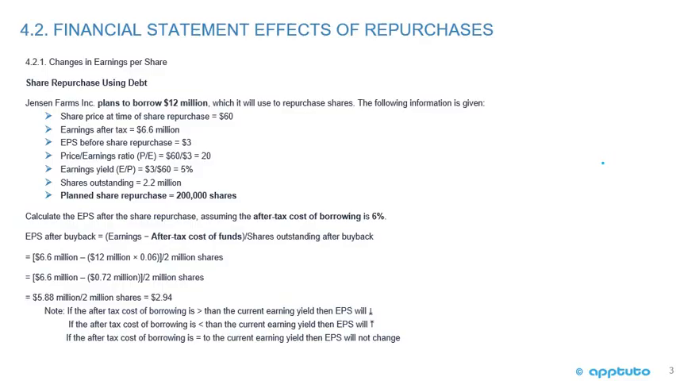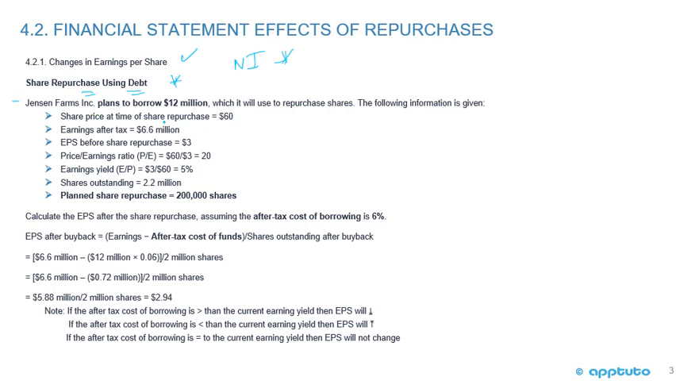Continuing with the financial statement effects of repurchases, again we're looking at the changes in the earnings per share. But in this example, we're looking at share repurchases using debt. The company is going to issue debt, so you're going to have interest charges, and that will affect the net income. So our numerator will change in the earnings per share calculation. We'll run through this example.